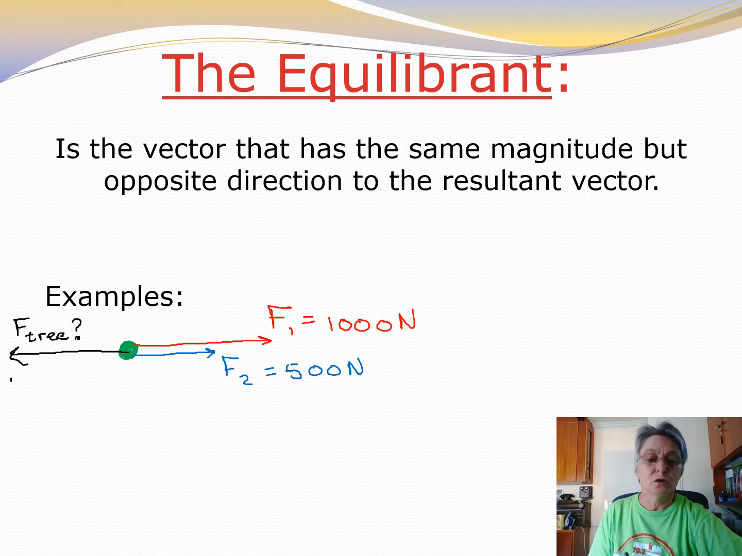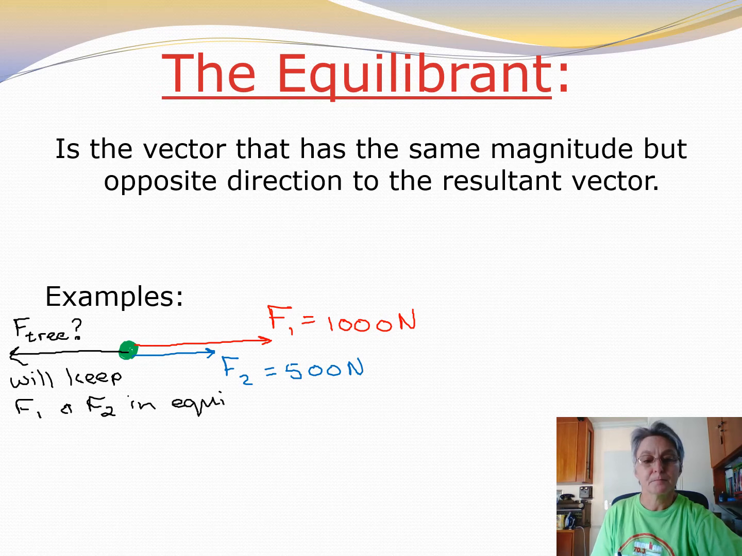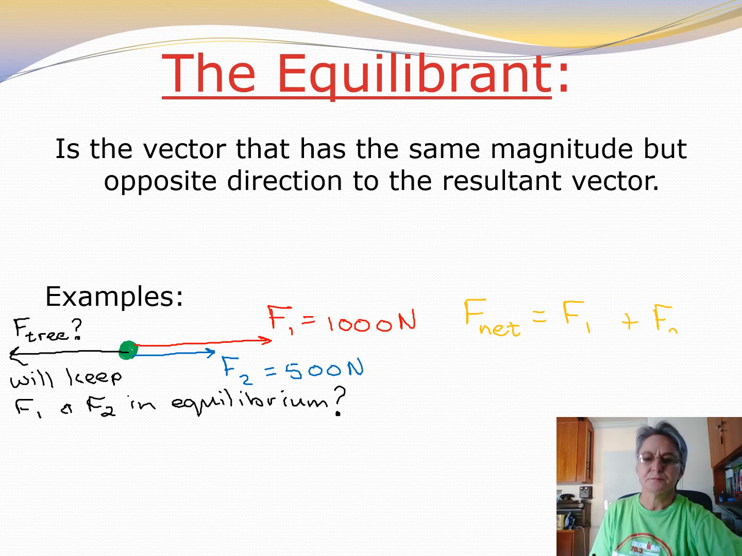Now that force will keep F1 and F2 in equilibrium. The question is, what is the size of that force? So let's first get the net force here. It's the force of the first elephant plus the force of the second elephant. So it's 1,000 plus 500, 1,500 newtons, and in our diagram it's to the right.